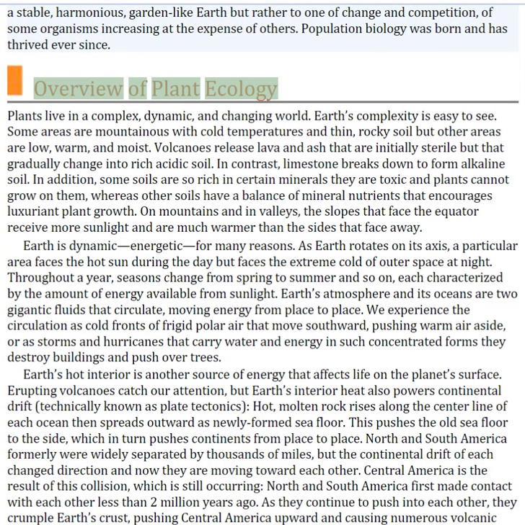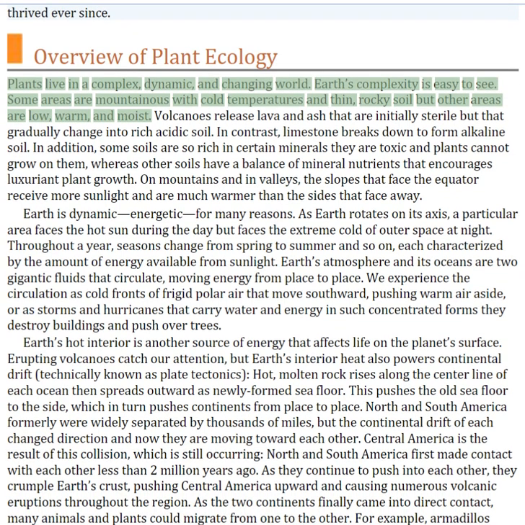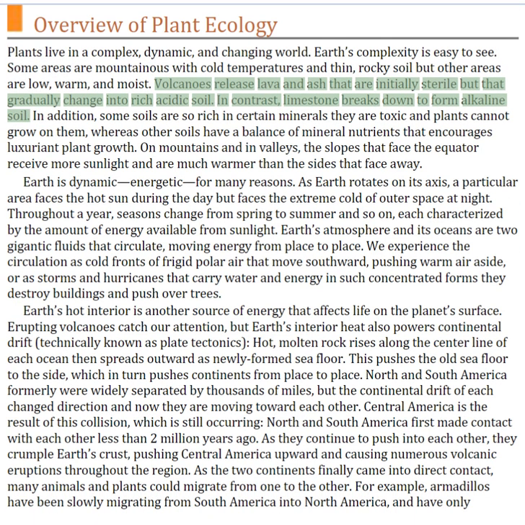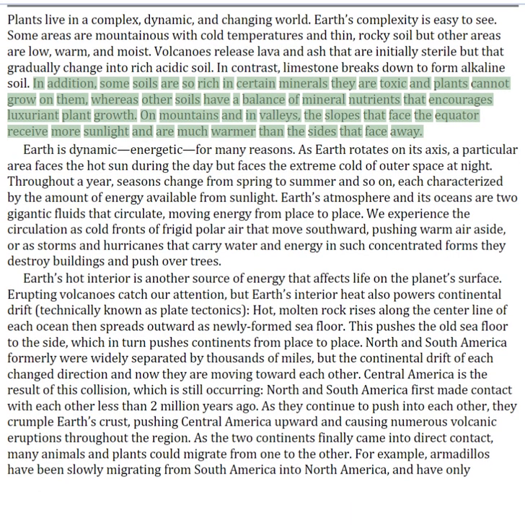Overview of plant ecology. Plants live in a complex, dynamic, and changing world. Earth's complexity is easy to see. Some areas are mountainous with cold temperatures and thin, rocky soil, but other areas are low, warm, and moist. Volcanoes release lava and ash that are initially sterile but that gradually change into rich acidic soil. In contrast, limestone breaks down to form alkaline soil. In addition, some soils are so rich in certain minerals they are toxic and plants cannot grow on them, whereas other soils have a balance of mineral nutrients that encourages luxuriant plant growth.